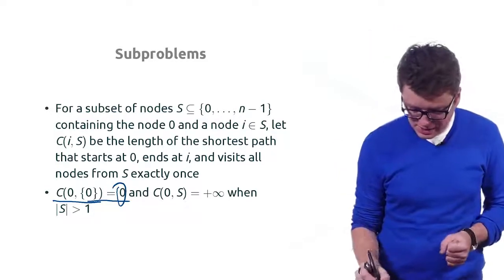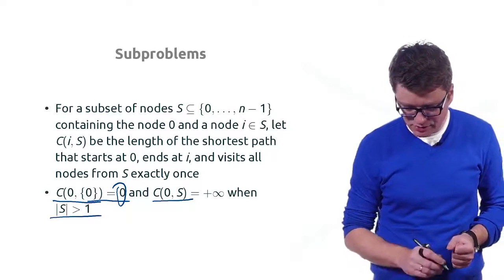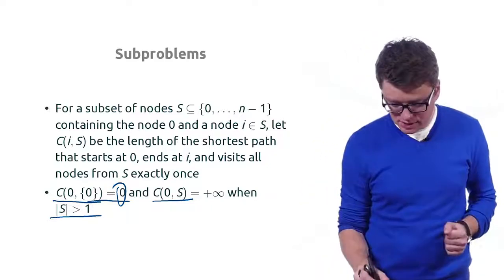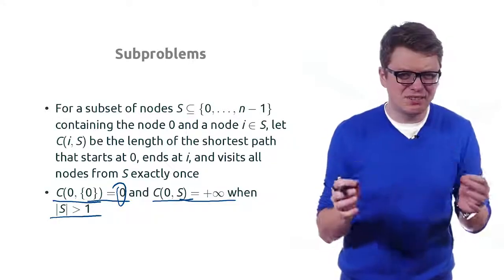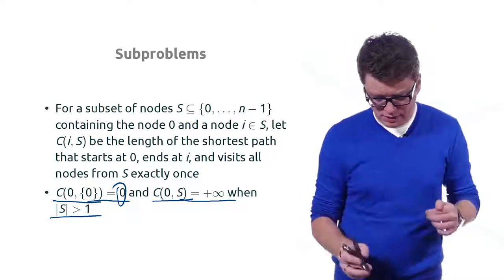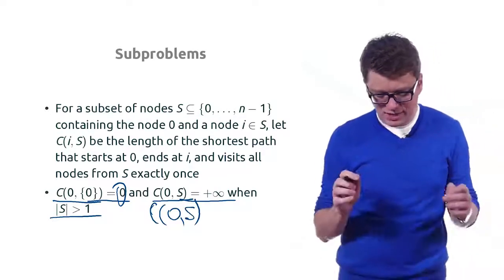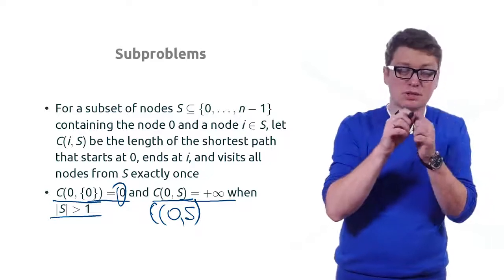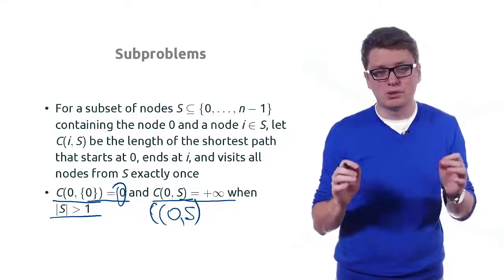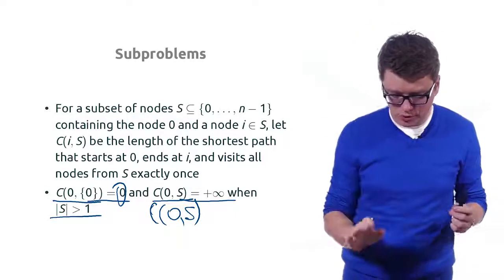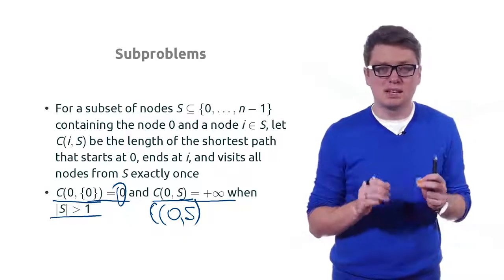Okay. On the other hand, if i is equal to 0 but the size of S is greater than 1, then the corresponding value is plus infinity. This just corresponds to the fact that it is in fact forbidden, because C of (0, S) is actually the length of a path that starts at 0 but also ends at the node 0, but we are allowed to visit every node just once. So this is just some corner case, and we define it as plus infinity just for convenience. It will be needed in our code.